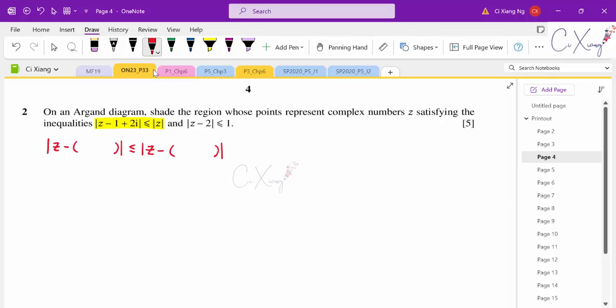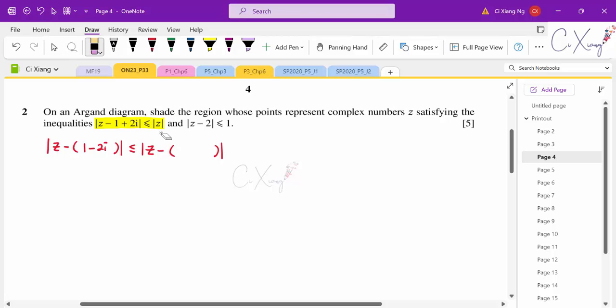Okay, so for this part, if I want to have z minus a complex number, right, so my complex number here should be 1 minus 2i. So that you try to imagine, if let's say you multiply the minus inside, then you are getting exactly what we have, z minus 1 plus 2i here. Alright? Okay, so I have to rephrase it into this pattern before I can sketch the locus. Right, so this is what I have. And then for the right hand side here, I'm having a modulus z.